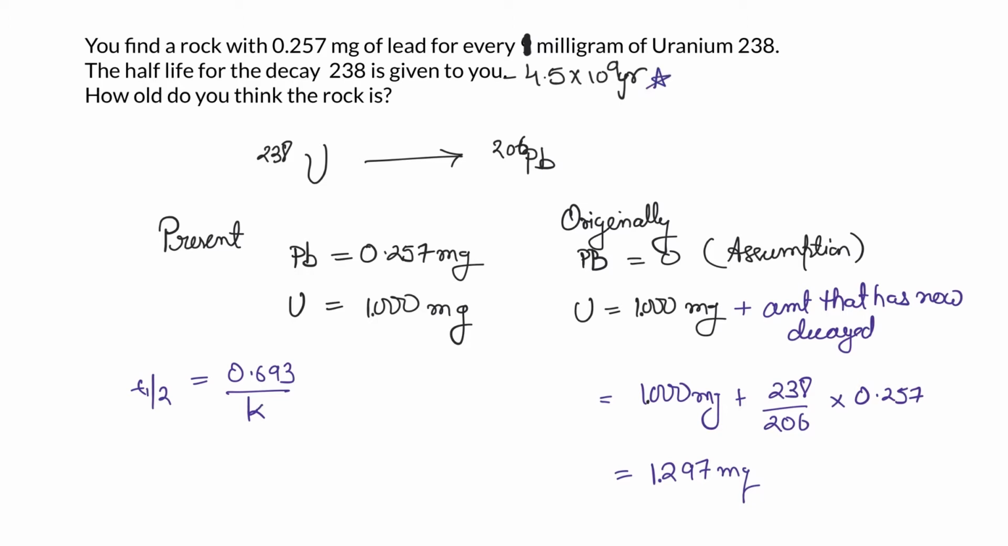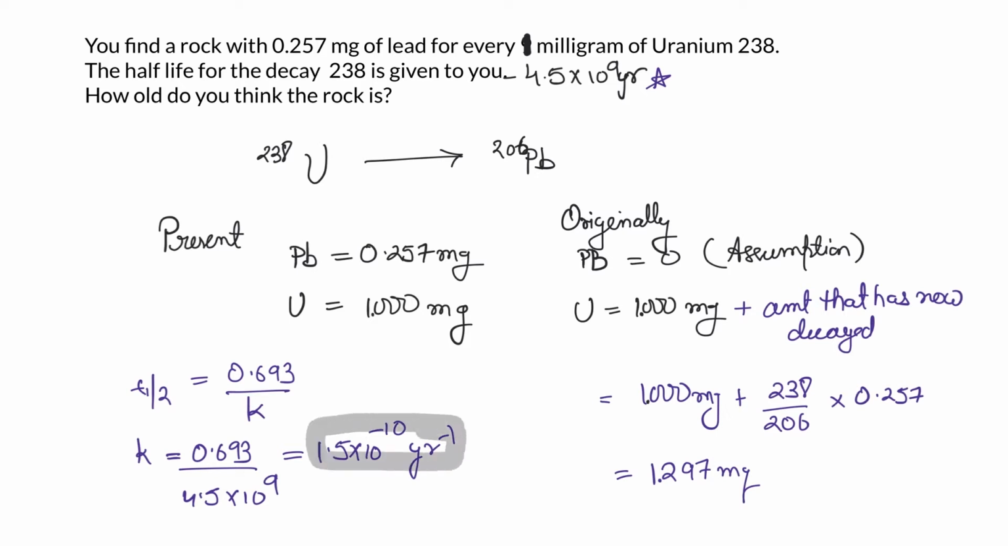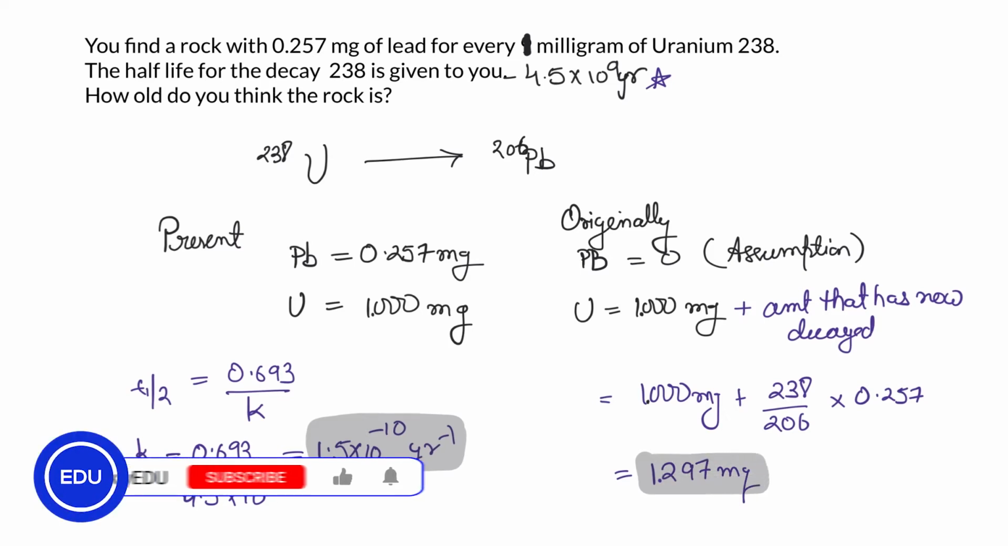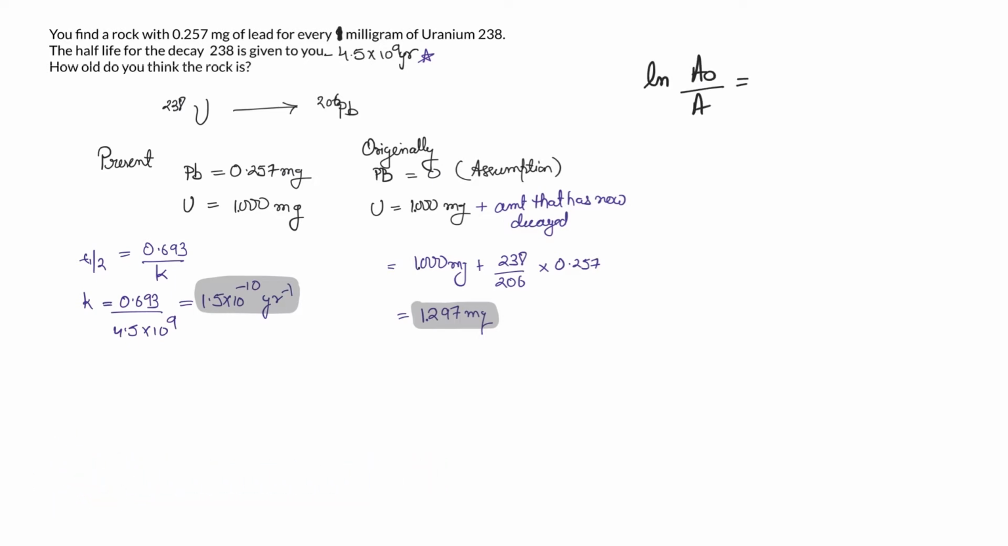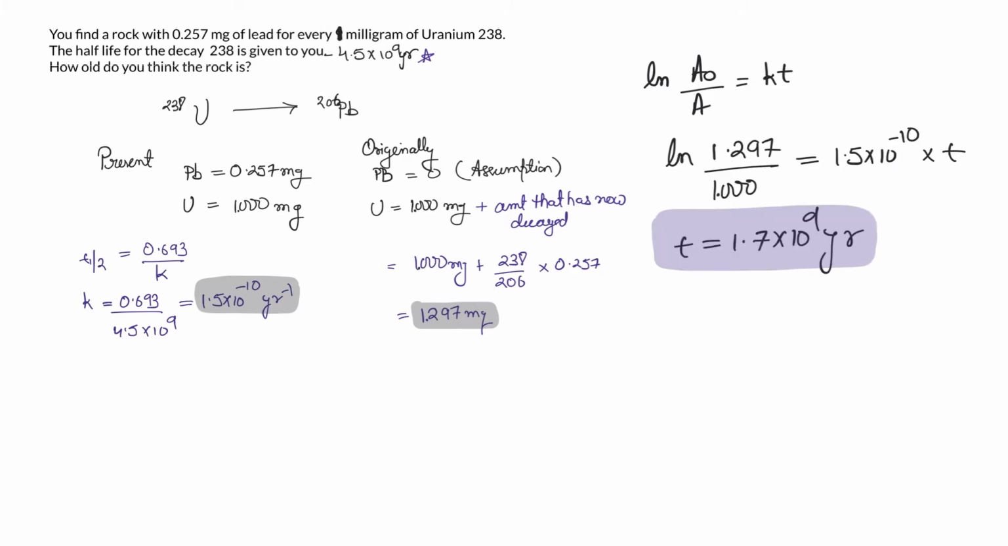Now t half is 0.693 by k, so you get the k, first order kinetics, simple, right? So you have 1.5 into the power minus 10 per year, that's your k. Now you use the integrated rate equation, ln A naught upon A equals kt. I hope you remember that, right? So we apply the same equation here. We plug in the value of k. We don't know t, we want to find out t. And if you do the math, it comes out to be 1.7 times 10 to the power 9 years. That's how old the rock is. That is how we calculate from the decay.